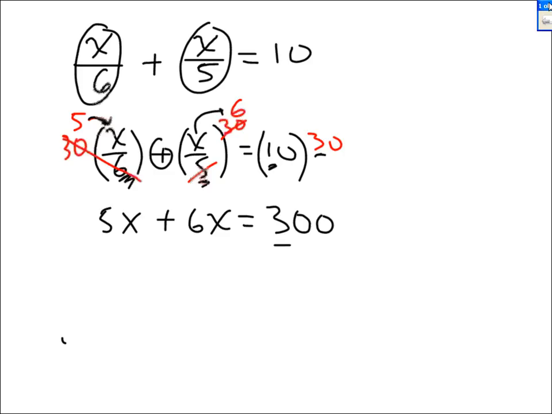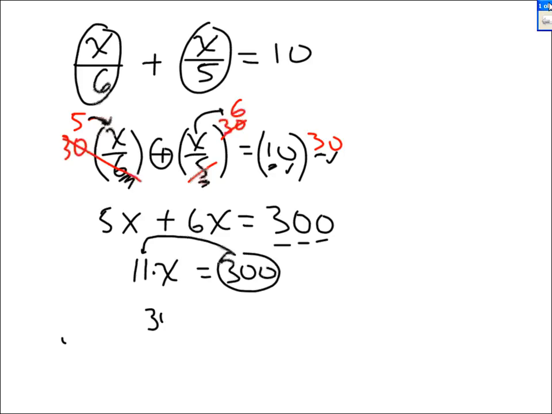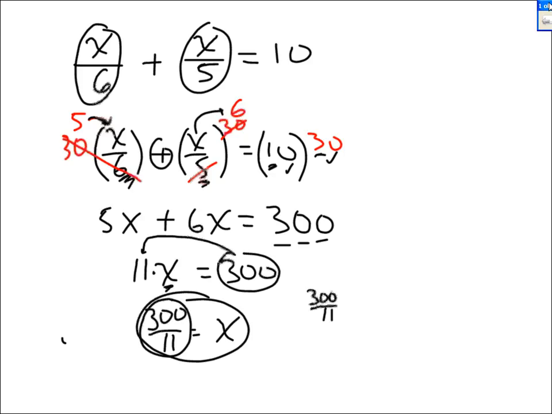1 times 3 is 3. Don't forget to add 2 zeros. There they go. So 11x is 300. We have a product. Here's our answer. Take the answer, divide it by 11, and get the other number, x. That is the number. If you take 300 over 11 and divide it by 6, and then take 300 over 11 and divide it by 5, and add them up, if we didn't make a silly mistake, and I don't think we did, you'll get 10.